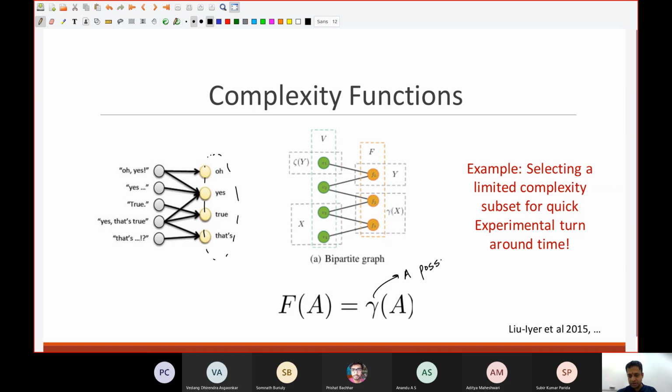A possible choice, which is also a popular choice, of gamma is, say, the square root of the size of A. So I want to minimize the number of points I select in A.